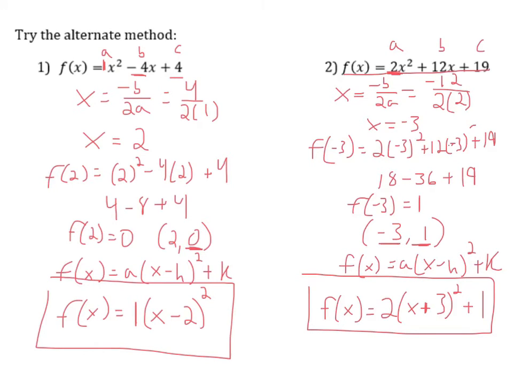So f of x equals 2x squared plus 12x plus 19 in vertex form is f of x equals 2 times (x plus 3), quantity squared, plus 1. Now if you wanted to check this, you could technically write out (x plus 3) squared as (x plus 3) times (x plus 3), multiply that all out, multiply the 2 to everything, and then add 1 and combine like terms, and you should get back to f of x equals 2x squared plus 12x plus 19, because these are both the same function. They're just a different way to write the function.